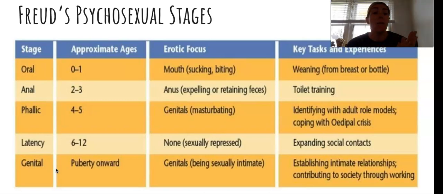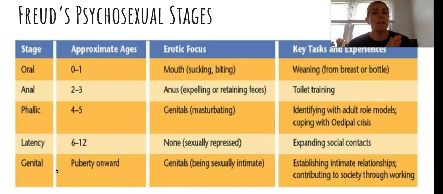Then the phallic stage, that's usually around 4 to 5, 3 to 6, something like that. That's where little kids start to know that they have genitals. That's where the Electra complex and the Oedipal complex is, where those kids identify with their same-sex parent, and then they develop a crush on their dad or something like that. That happens in that phase.